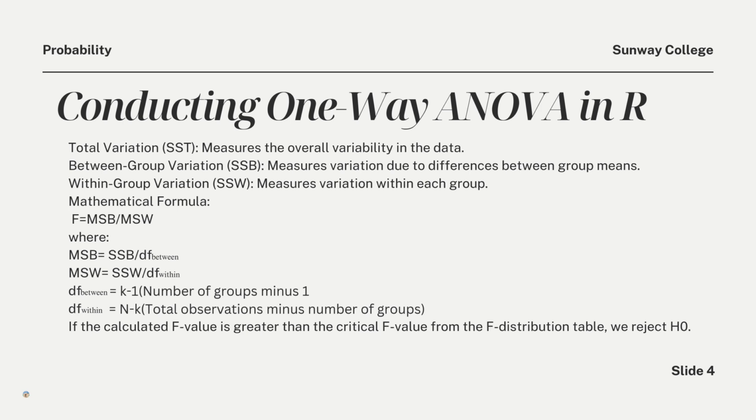You can check the formula, which is on the screen, where MSB is the mean square between groups and MSW is the mean square within groups. If the calculated F value is greater than the critical value from the F distribution table, we reject the null hypothesis. The degrees of freedom for both between and within groups are also important in calculating the F statistic.